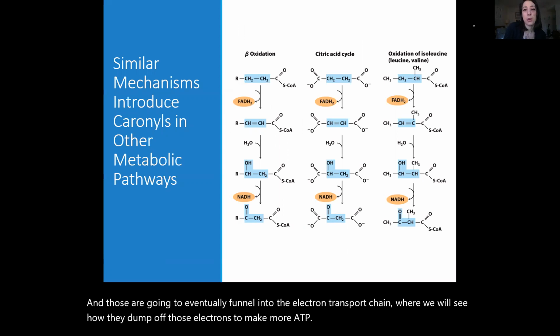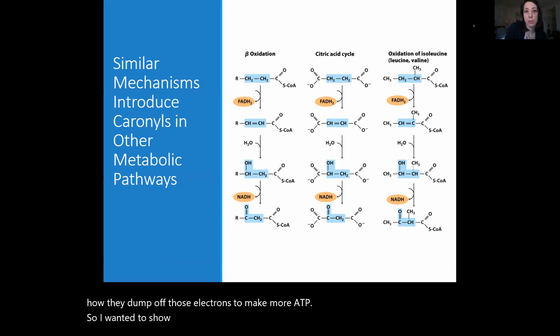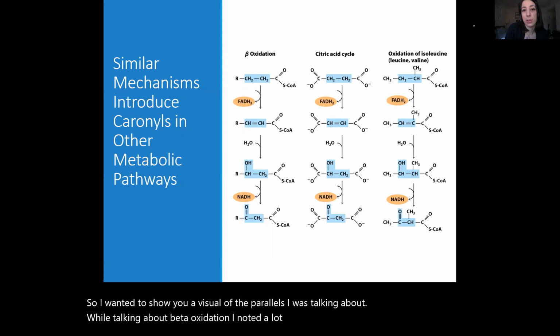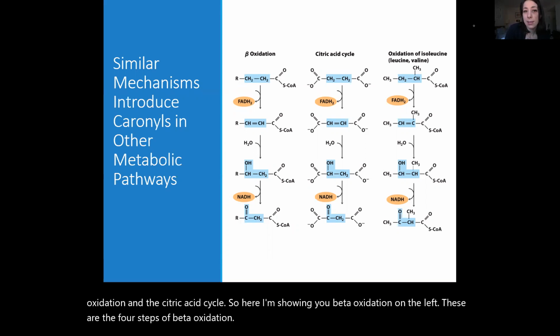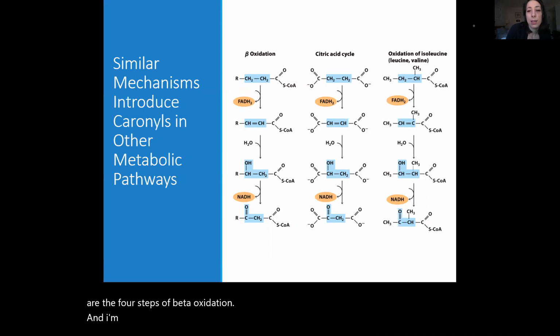So I wanted to show you a visual of the parallels I was talking about while talking about beta oxidation. I noted a lot of steps that were very similar between beta oxidation and the citric acid cycle. So here I'm showing you beta oxidation on the left. These are the 4 steps of beta oxidation. And I'm also showing you 4 steps of the citric acid cycle.